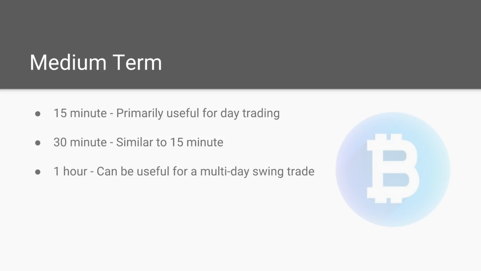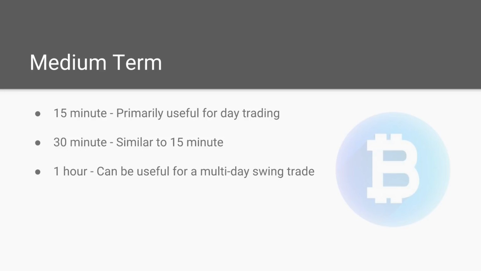You're going to see a lot better plotting of a chart with a 15 or a 30 minute because the candles are more drawn out. They tend to form better patterns. And then you have your 1 hour, which is really useful. It can be useful for a day trade, primarily just for plotting more resistance and support type of stuff.